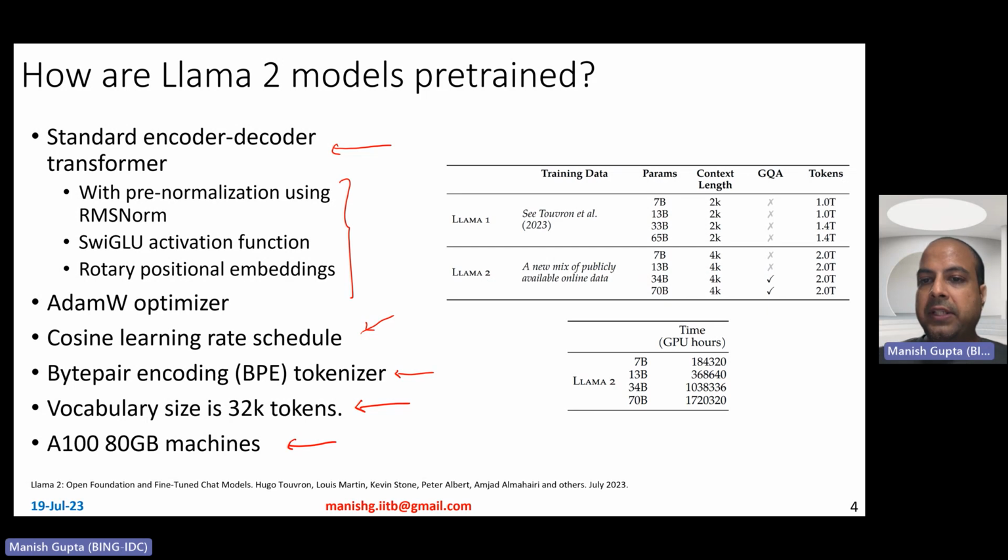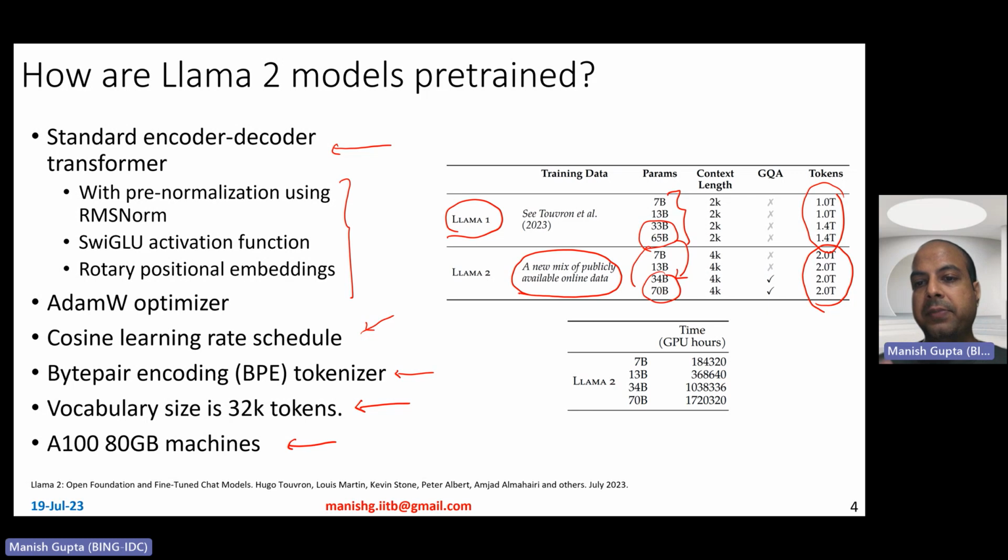Right, so let's see how the pre-training for the Llama 2 model differs from Llama 1, right? So essentially, the paper does not specifically say what kind of pre-training data was used to train the Llama 2 models, but what it specifically says is that Llama 2 models were pre-trained using 2 trillion tokens, compared to Llama 1 models, which were pre-trained using just 1.4 trillion or 1 trillion tokens, depending on the size of the model. The size of the model remains more or less similar, except that the larger models are slightly larger. So they're 34 billion versus 33 billion and 70 billion versus 65 billion.